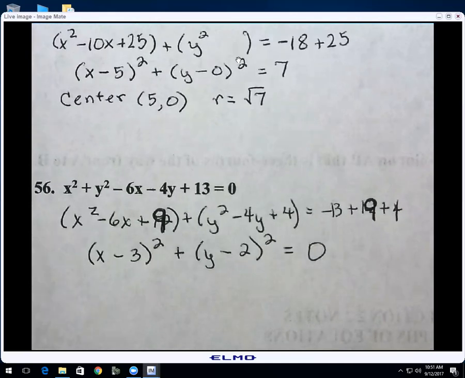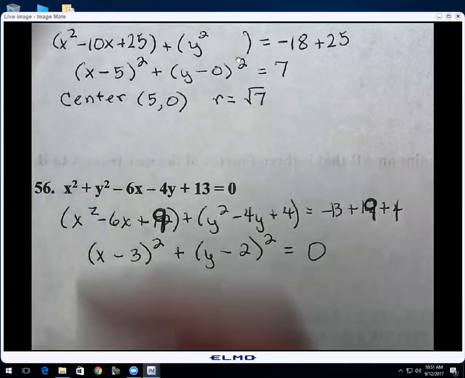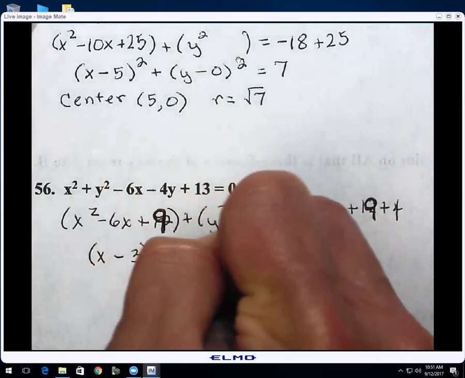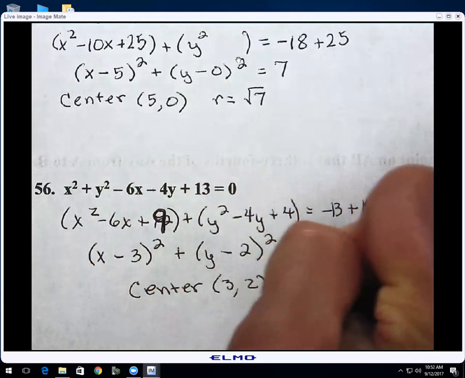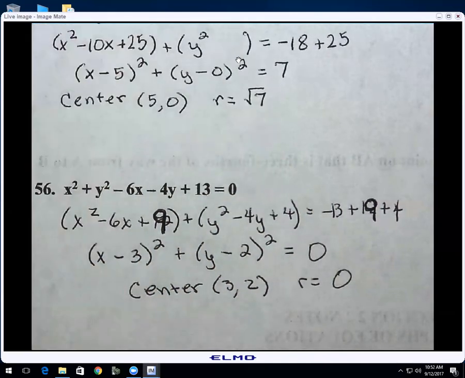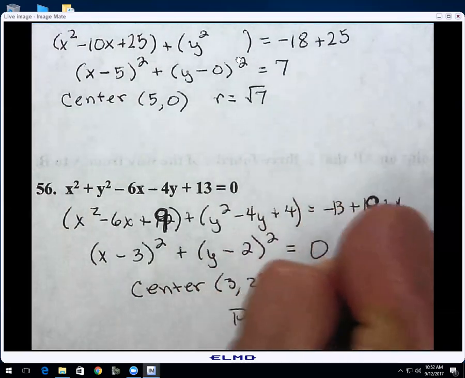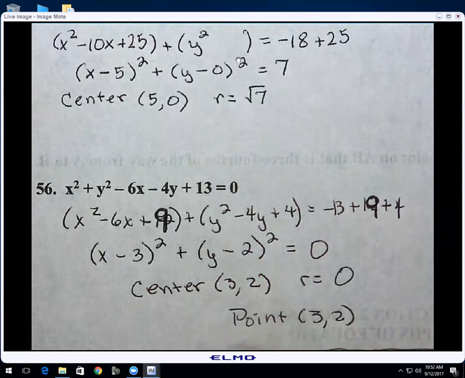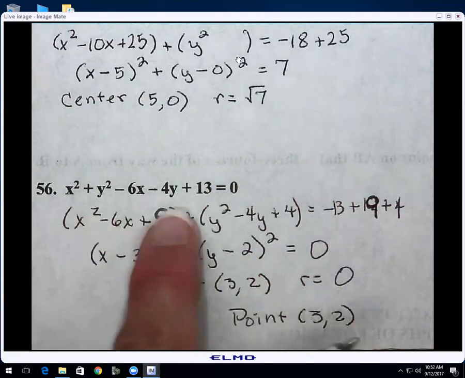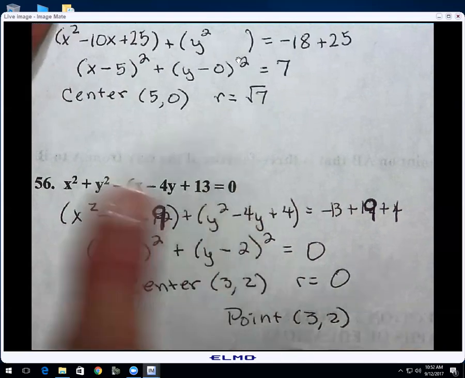What happens on number 56 when I complete the square and end up with a 0 on the right-hand side? What's the center of that circle? The center is 3, 2. What's the radius of that circle? 0. What the heck is a circle with center 3, 2 and radius 0? It's just a point. It's just the point 3, 2. 3, 2 is the only solution to that equation.